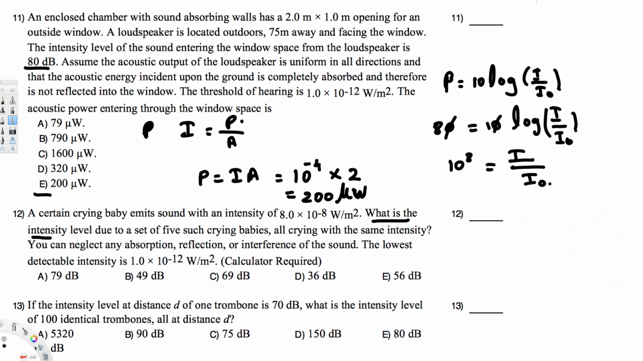Okay, so here we have to use the same equation, that is beta equals 10 log I over I naught, right? Here beta is going to be this one in decibels. That's what we are trying to find, right?